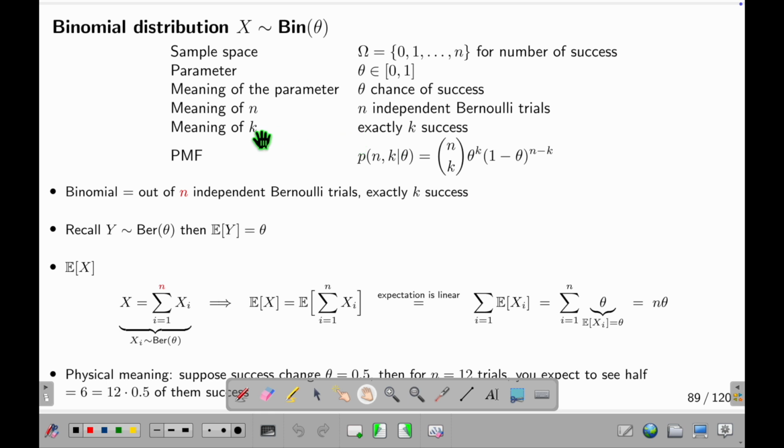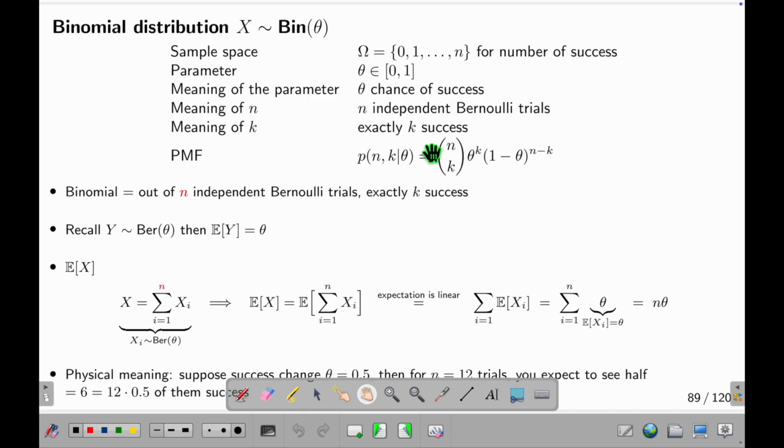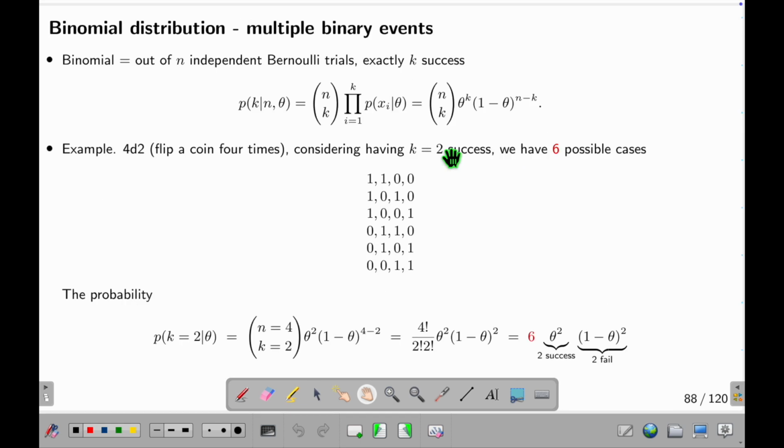Okay? And then what's K? K is exactly K successes. Here is what? 4 choose 2. Toss 4 times, exactly 2 successes. Do I have 3 successes? No. Do I have 1 success? No. Right? Then you have this. This is what? N choose K is the binomial coefficient. And then what? K times success, right? Theta is the success probability. So you multiply the probability K times. 1 minus theta is a fail, right? So if K times success, then how many times fail? N minus K. Then this is the probability that you fail in all those failing cases. N choose K is counting how many possible ways you have for the combination.